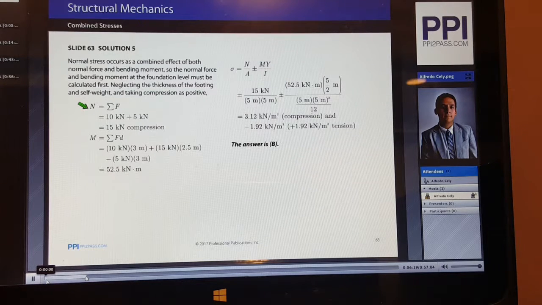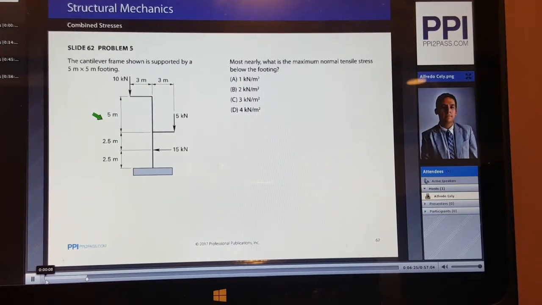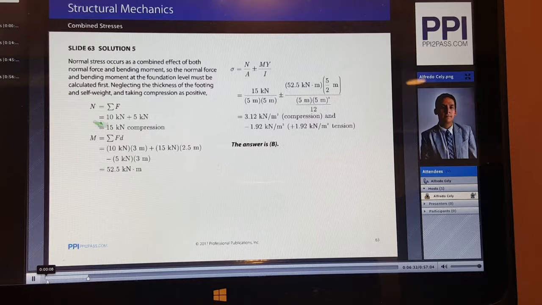So we can find that the normal stress will be the sum of the forces acting on the footing. And we see that we have two forces acting on the footing. We have 10 kilonewtons and 5 kilonewtons. So we have 15 kilonewtons of compression acting on the footing. Of course, we're not considering the weight of the frame. We're not considering the weight of the footing.